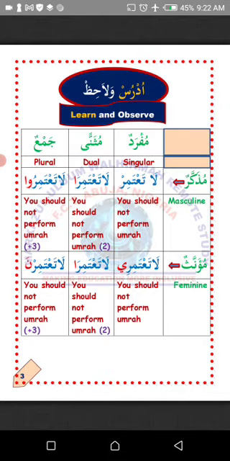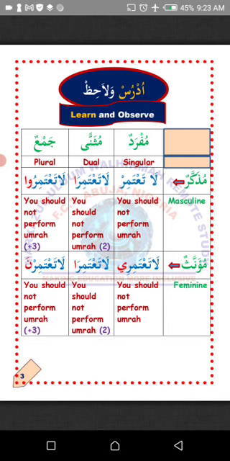MashaAllah. Udrus, learn, wa lahidh, and observe at the same time. Udrus, study, wa lahidh, and observe at the same time. Mufrad, singular. Muthanna, dual. Jam', plural. Mufrad, singular. This is a word in Arabic that means only one. Muthanna, dual. This is a word in Arabic that means only two. Jam', plural. This is a word in Arabic that means more than two, from three upward. Remember, plurality in Arabic starts from three upward, unlike English, where it starts from two upward.